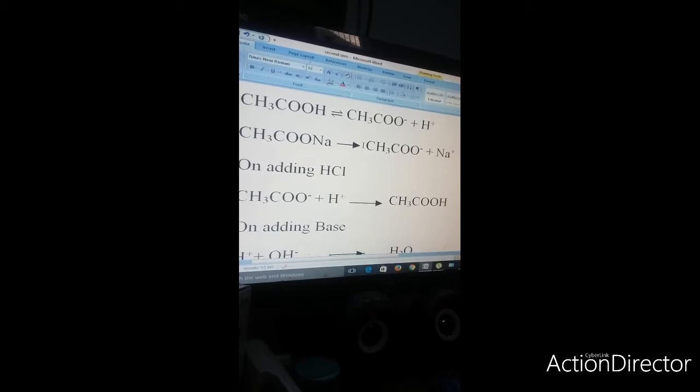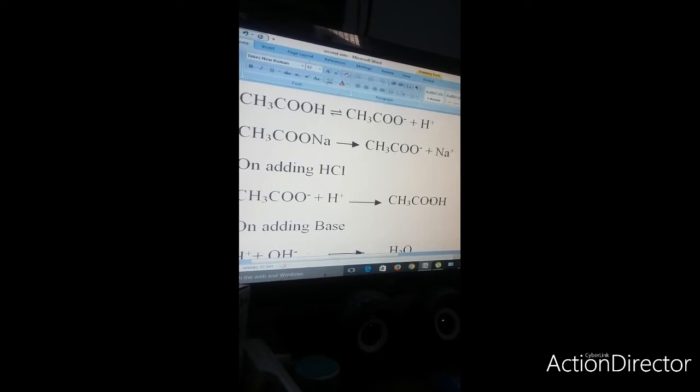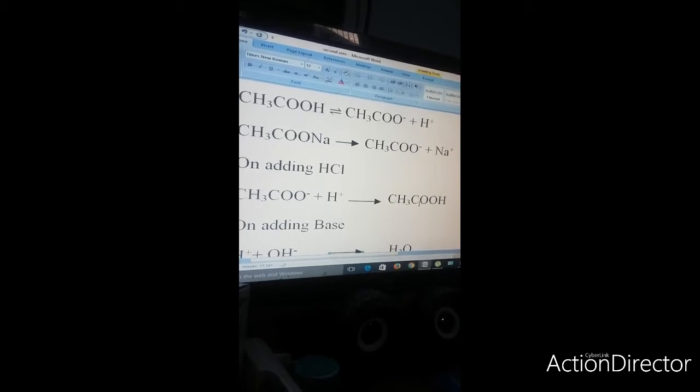When a small amount of acid is added to this mixture, we are adding HCl, the H plus ions will combine with the acetate ions, and that will give you acetic acid, which is almost unionized. So the H plus ion concentration and pH will not be affected.